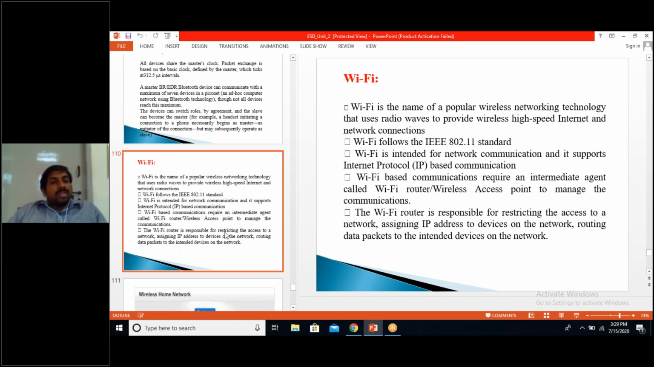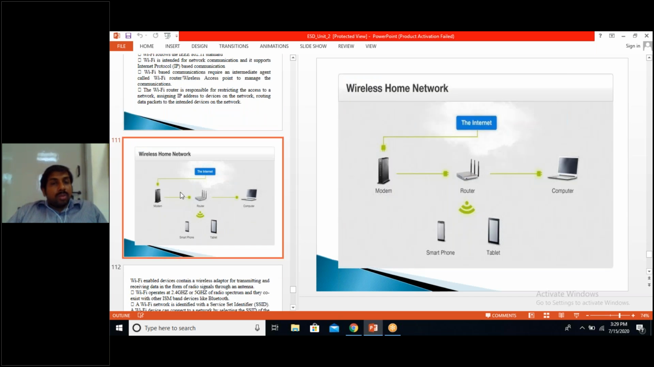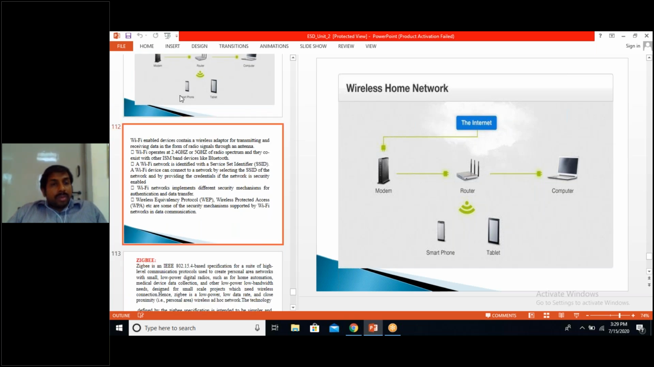This Wi-Fi router is responsible for restricting access to the network, assigning IP addresses to the devices on the network, and routing the data packets to specific devices on the network. So the main core of this communication is the Wi-Fi router. If you see a wireless home network, one router is connecting to a modem, computer, smartphone, and tablet, and they all communicate through the internet. And the protocol it follows is Wi-Fi.